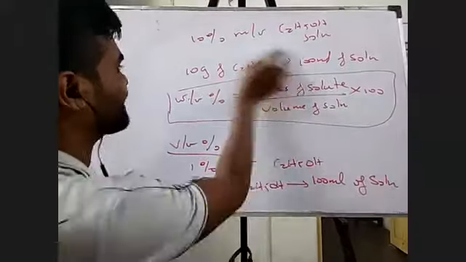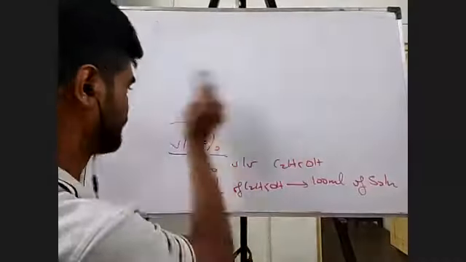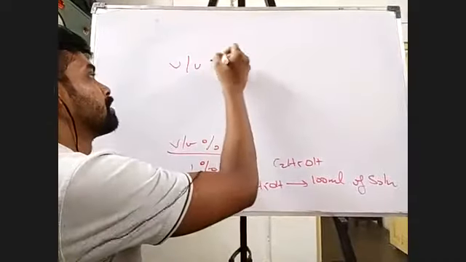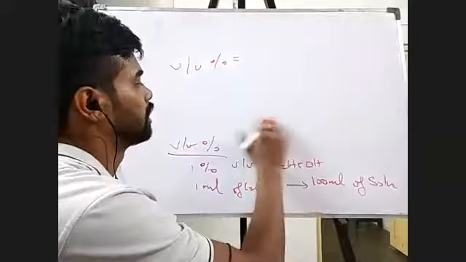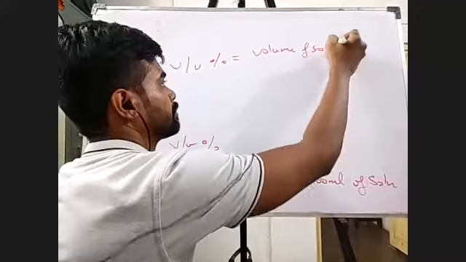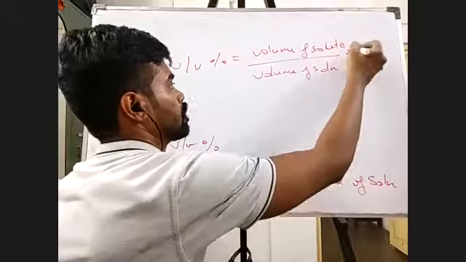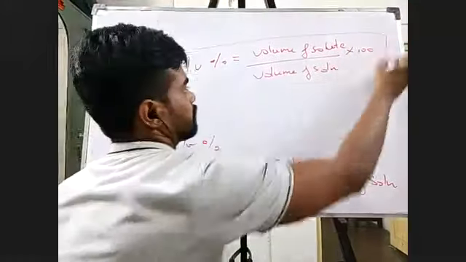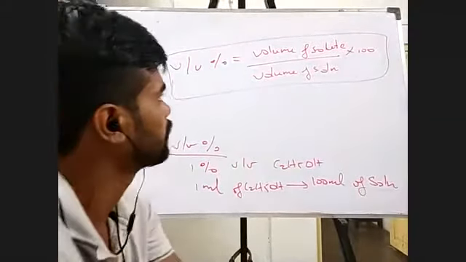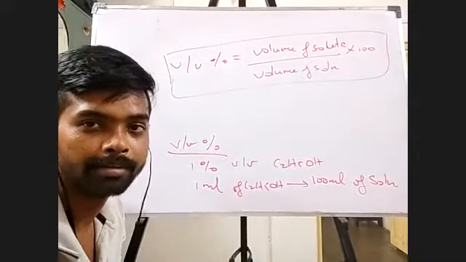Okay, fine. Now I'll be able to give you a formula for V by V percentage. So V by V percentage is equal to what? Volume of solute divided by volume of solution into 100. That's it. V by V percentage is volume of solute divided by volume of solution into 100.